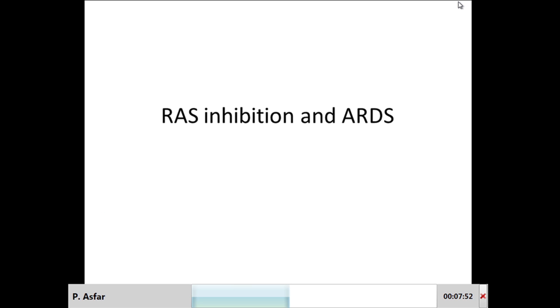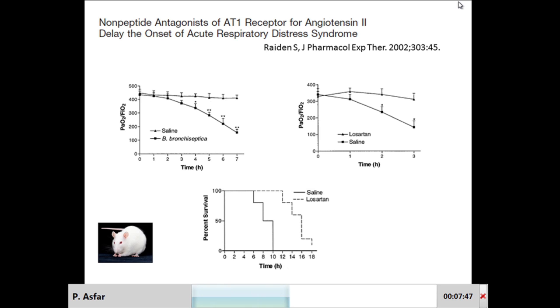So what about the renin-angiotensin inhibition and ARDS? Most of the studies have used angiotensin 1 receptor blockers, which is losartan, but also candesartan, etc. When you give Bordetella bronchiseptica in animals, you have a decrease in PaO2/FiO2 ratio, and when you add losartan, you have an improvement in PaO2/FiO2 ratio. So the gas exchange is improved, and the survival also is improved.